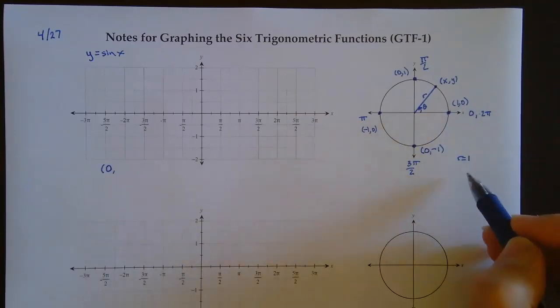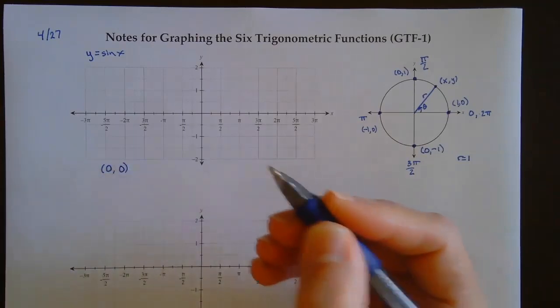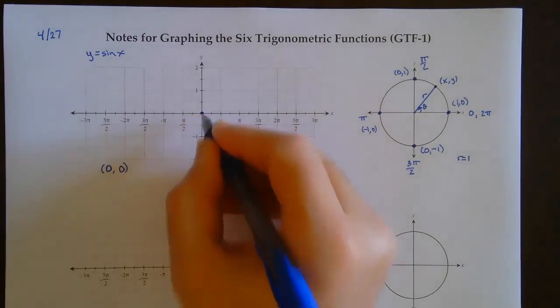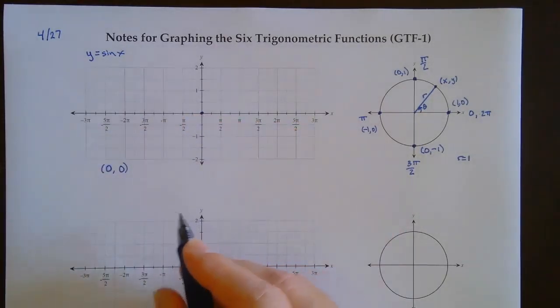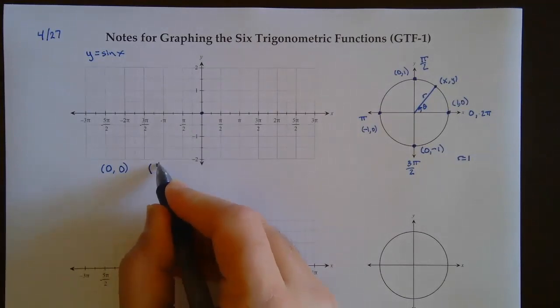So this would be 0 over 1, which is 0. Okay, so that's the first point we're going to graph. It's (0, 0). Okay, so sine starts right here at the origin at (0, 0). The next angle we're going to use, or next point we're going to graph, is pi over 2. That's what we're going to put in.